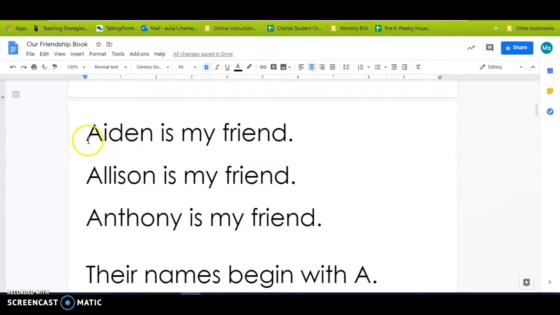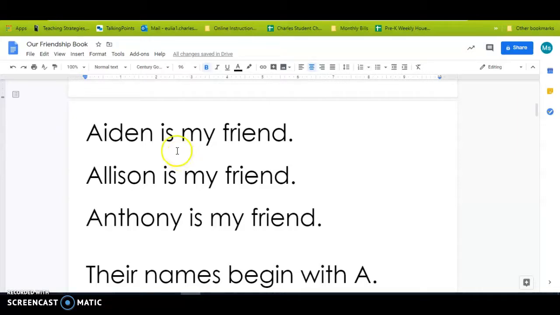So I'm going to highlight the whole sentence with my mouse because this all says Aiden is my friend. And this is a sentence, and a sentence has words that make up a phrase. So these words, Aiden is a word, is is a word, my is a word, and friend is a word. But when you read it all together, it makes a sentence. Aiden is my friend. Do you remember what a small word is? A small word has 1, 2, or 3 letters.